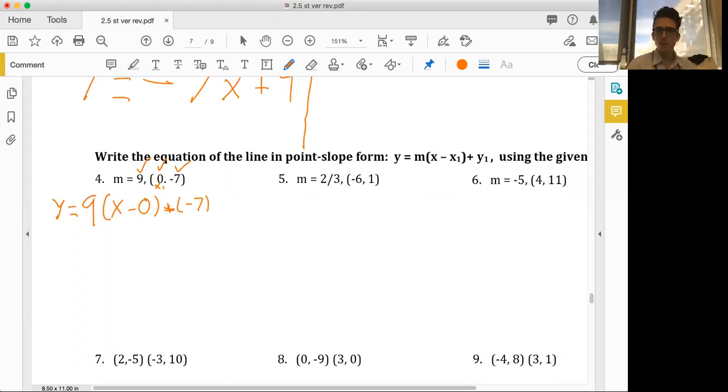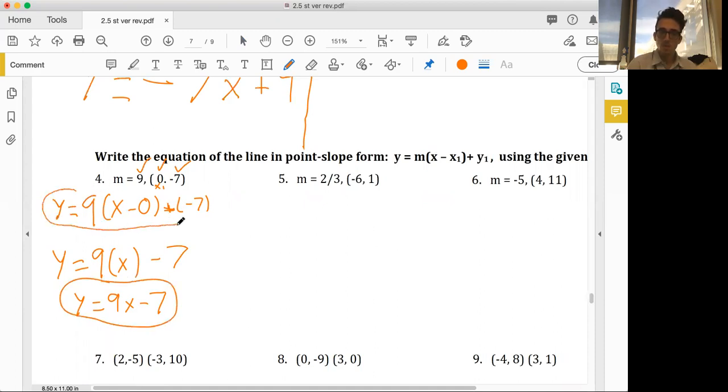Can this be taken further? Hopefully you're saying yes. 9's outside, x minus 0, you can just rewrite to x. Adding a -7 is the same thing as subtracting 7. So then you can actually just take this further without parentheses, y equals 9x minus 7. But if you wrote this just to keep the point slope form credentials together, then that's okay.